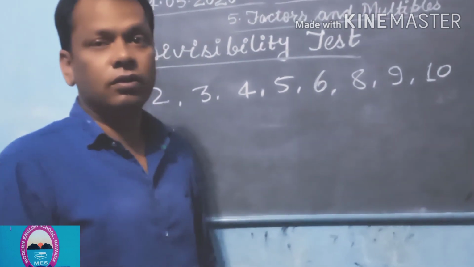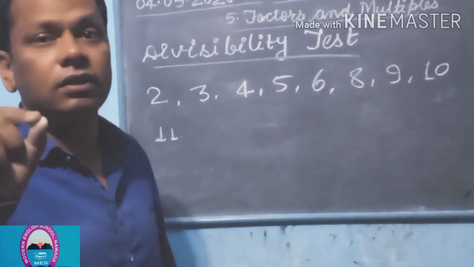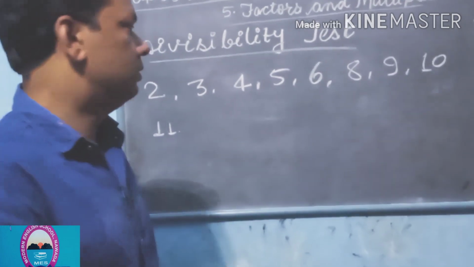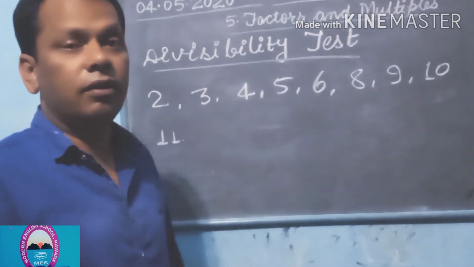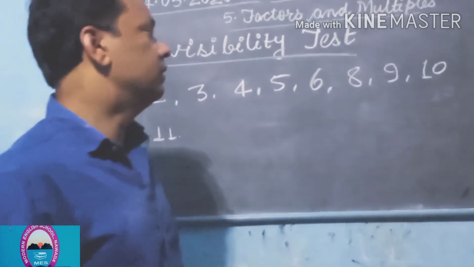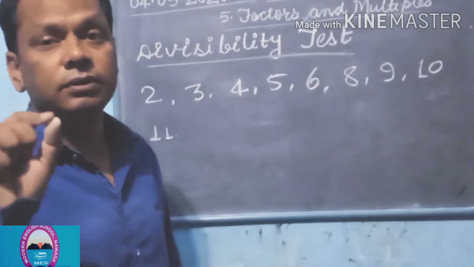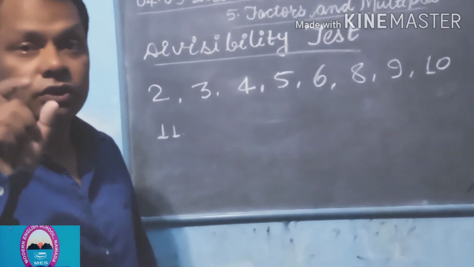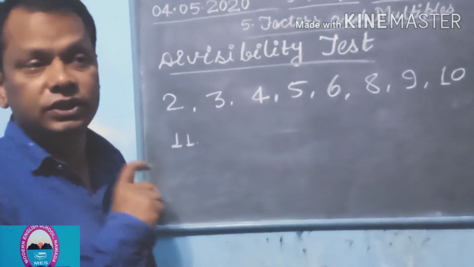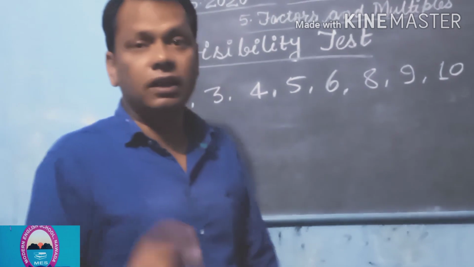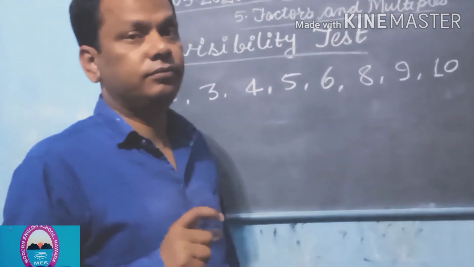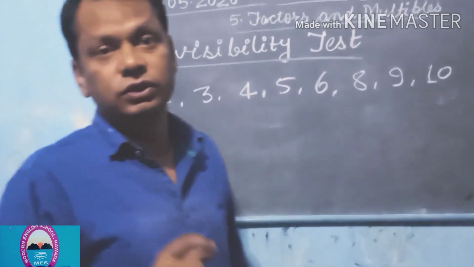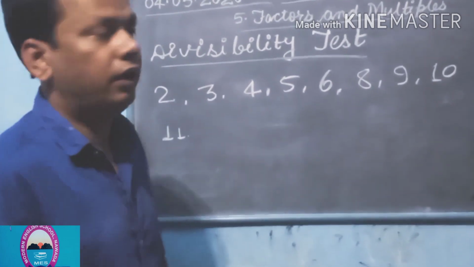For 6, any number which is divisible by both 2 and 3 is divisible by 6. Students, for 8, any number whose unit, tens and hundreds places form a number divisible by 8 is divisible by 8. For 9, a number whose sum of digits is divisible by 9 is divisible by 9. For 10, a number whose unit place is 0 is divisible by 10.